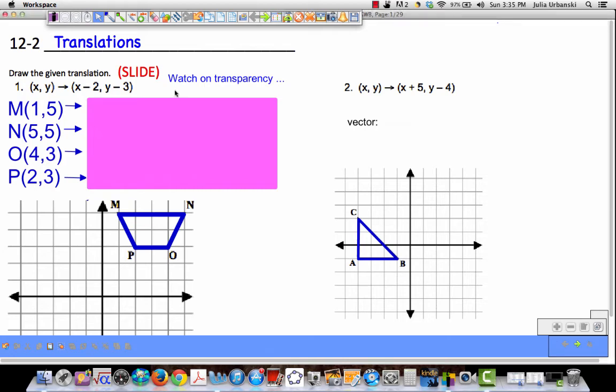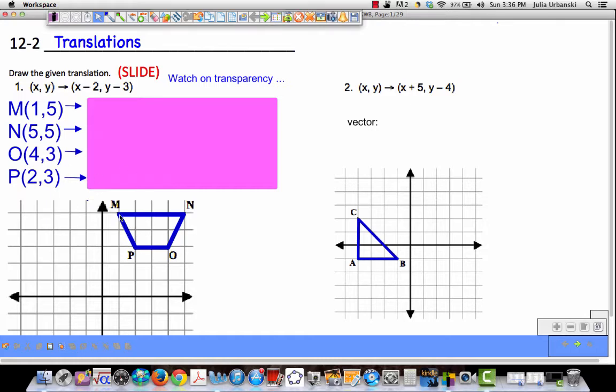Alright, so this is 12-2 on translations, and if you remember, a translation is just a slide. It doesn't flip or rotate or anything like that. And there's two ways to do it. Some of you like the algebraic formula, so I'm going to show you that way. That's called coordinate notation. And some of you like to do it more visually, and I'll show you that way as well. For this first example here, we have a trapezoid.